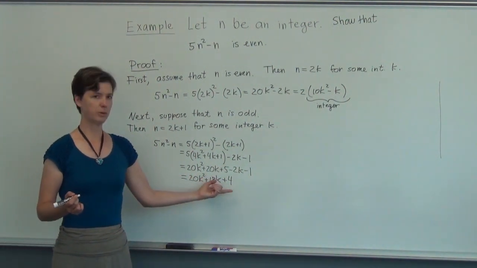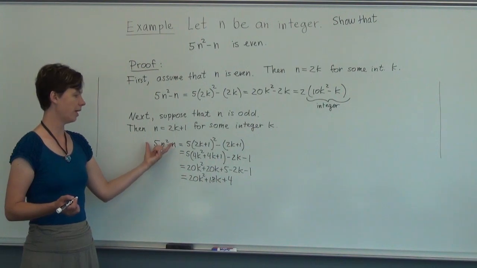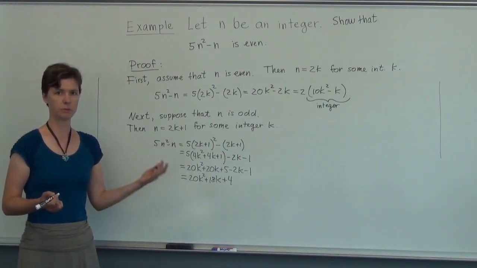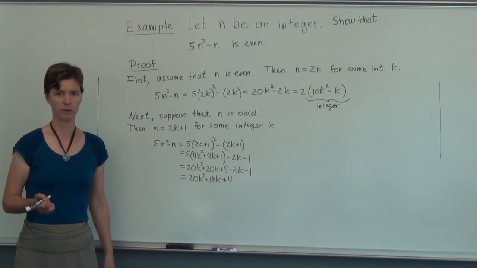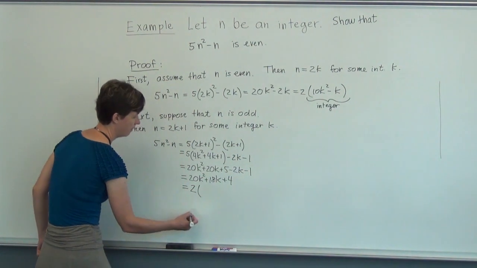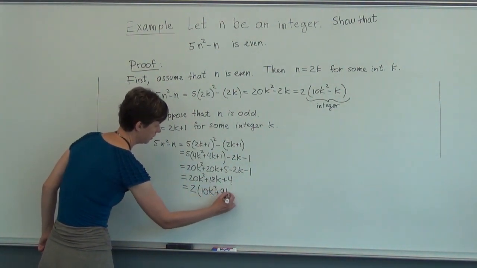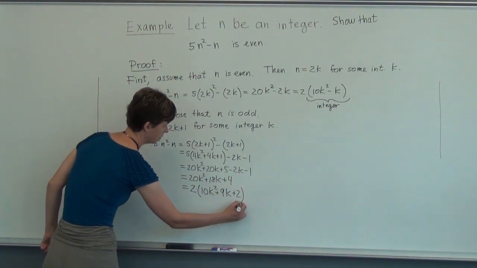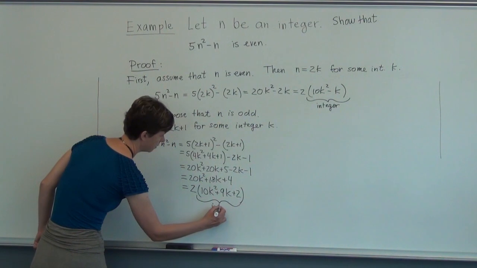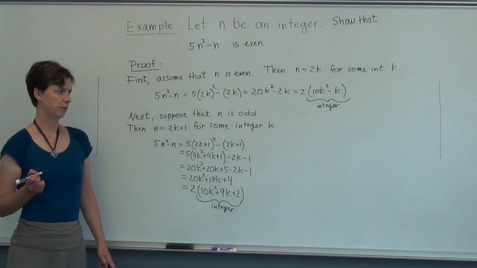Alright, so now remember what it is that we're trying to do. We're trying to show that this right here is even. In other words, we need to write it in the form twice some integer. So all we have to do now is factor out 2, and we have 10k squared plus 9k plus 2. And since this is an integer, we are done.